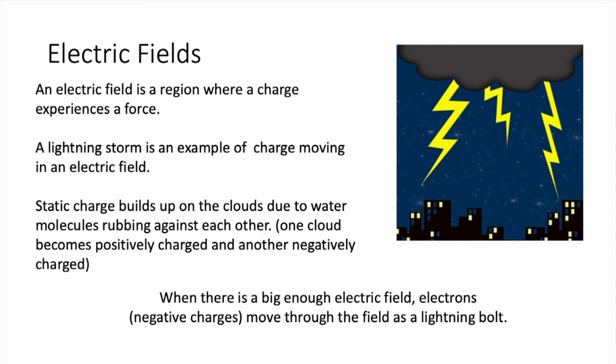So an electric field then is a region where a charge experiences a force. A lightning storm's an example of where charge moves in an electric field. Static charge builds up on the clouds, and this is due to the water molecules rubbing against each other so that one cloud becomes positively charged and another cloud becomes negatively charged. When there's a big enough electric field, electrons will move through the field as a lightning bolt.